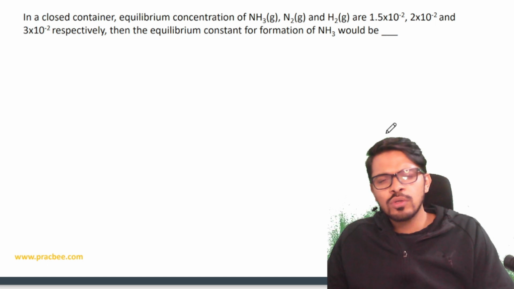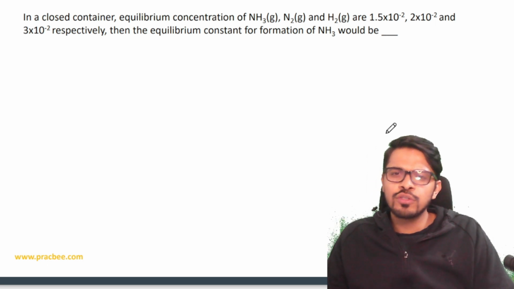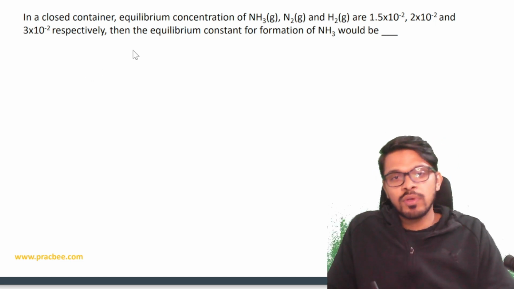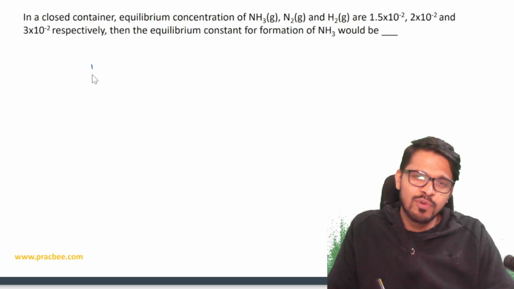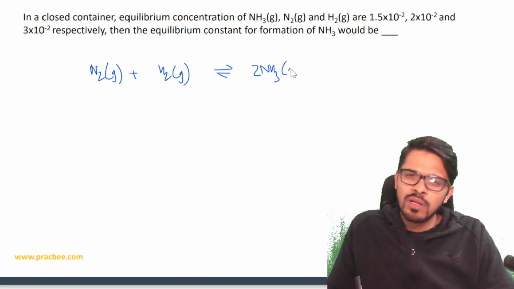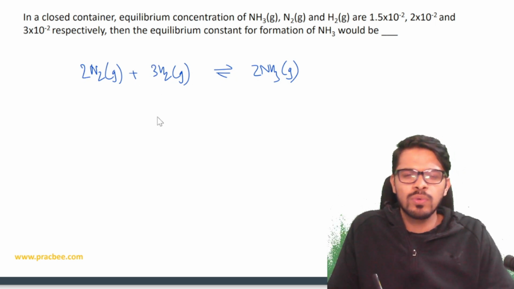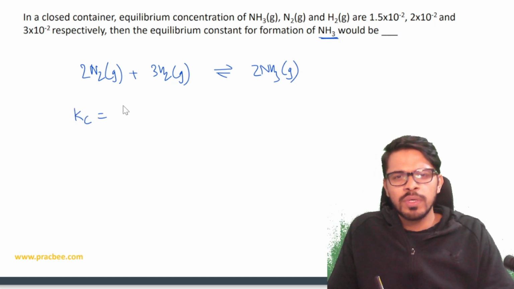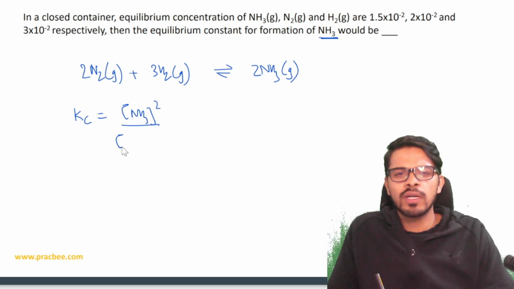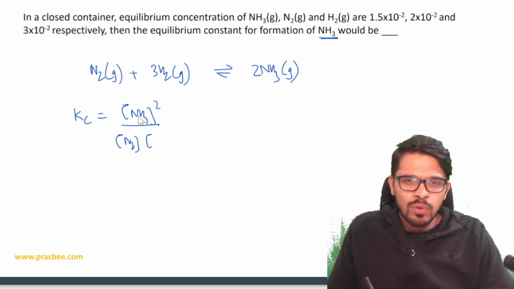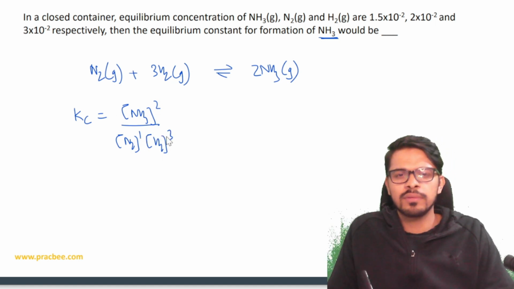Next question is, in a closed container, equilibrium concentrations of NH3, N2 and H2 are this and this respectively. Can you see the type of questions they are asking? N2 and H2 is basically forming NH3. You just need to balance the reaction and you will be done. This is 3 and 2. So the value of Kc would be the concentration of NH3 squared divided by N2 to the power 1 and H2 to the power 3.